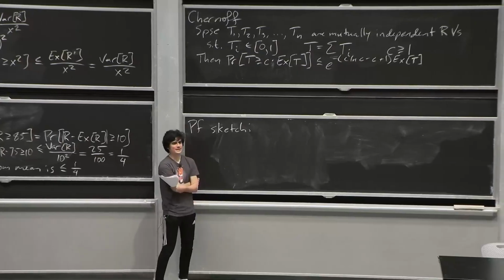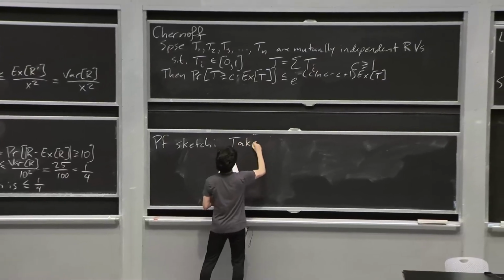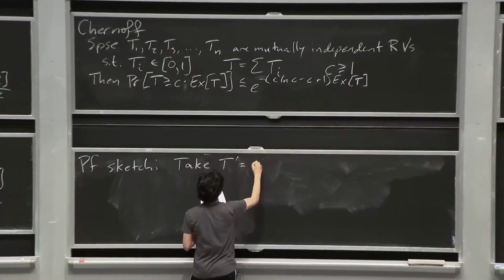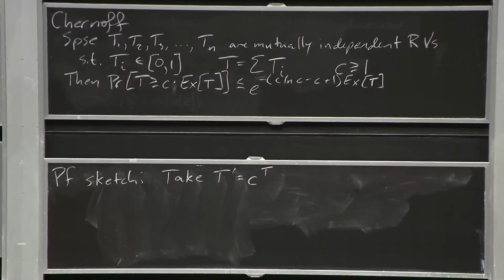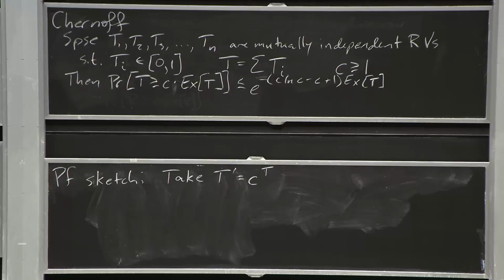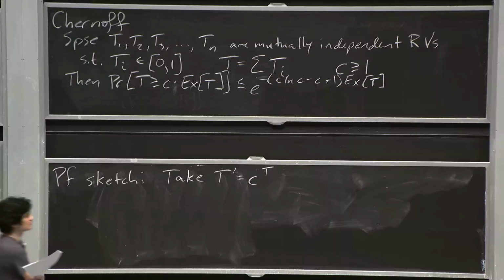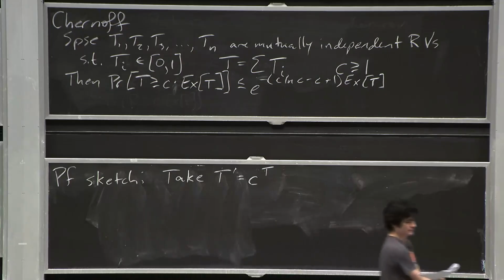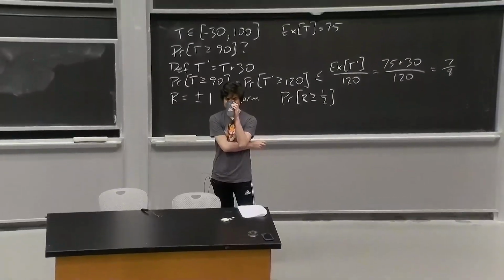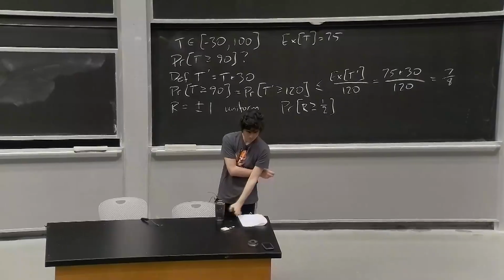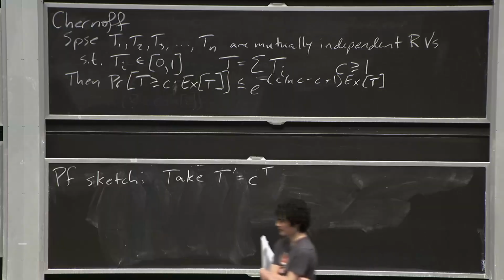What happens if we exponentiate? Take T prime equals c to the T. What do we know about T prime?